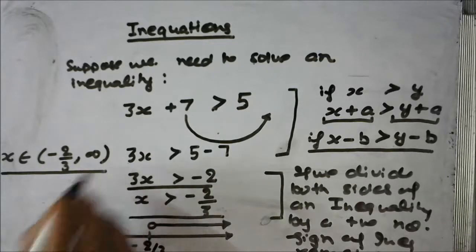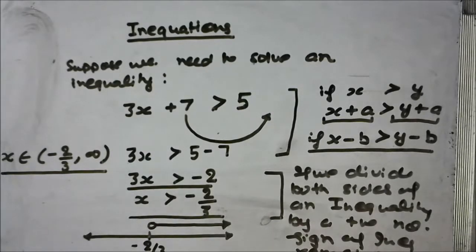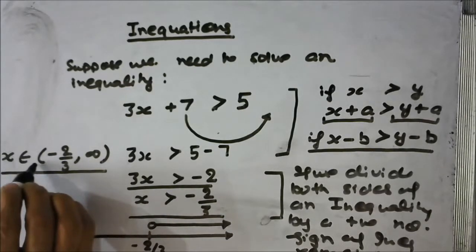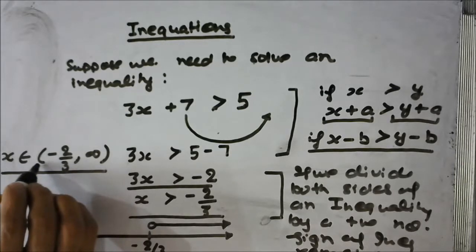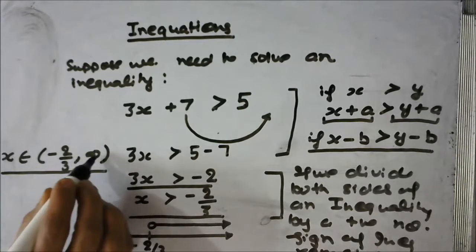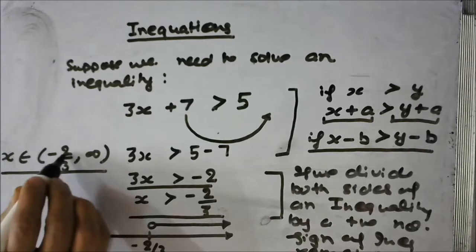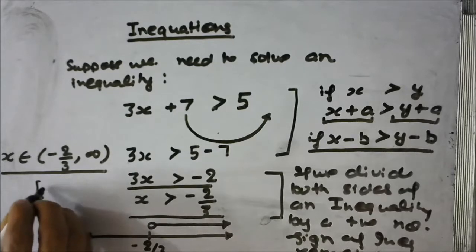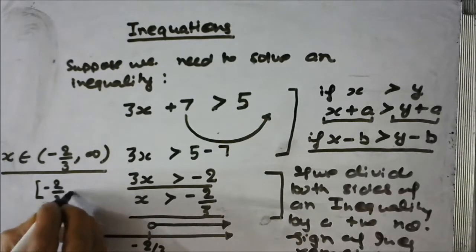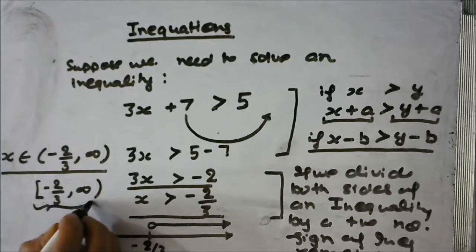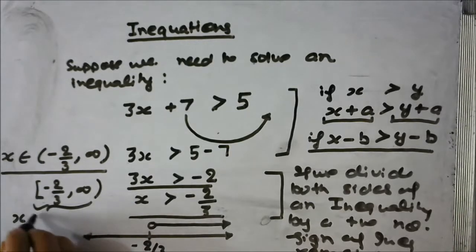Now in this interval notation which we study in the chapter on sets, we put semicircles or semicircular brackets at the endpoints to indicate that endpoints are not included. If minus 2 by 3 was to be included in the solution set, then we would use square bracket. So this would have been the solution if x was greater than or equal to minus 2 by 3.